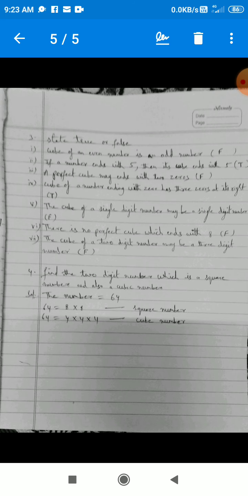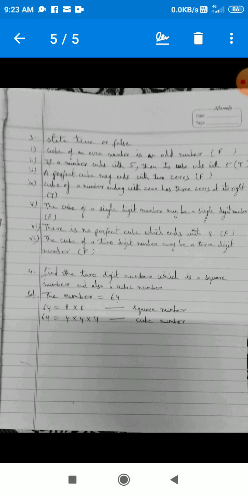Third bit, state true or false. First, cube root of an even number is an odd number. False. Second, if a number ends with 5, then its cube root ends with 5. True. Third, a perfect cube may end with 2 zeros. False. Fourth, cube of a number ending with 0 has 3 zeros at its right. True. Fifth, the cube root of a single digit number may be a single digit number. False. Sixth, there is no perfect cube that ends with 8. False.